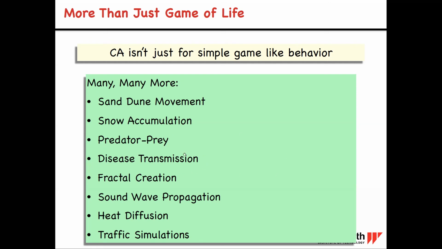Predator-prey model, disease transmission, it's particularly relevant these days. Fractals, obviously we created a Sierpinski's triangle last time with the 1D CA, so you can do other fractals as well. Heat diffusion, traffic simulations, all kinds of stuff you can do with cellular automata.